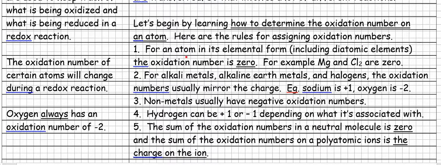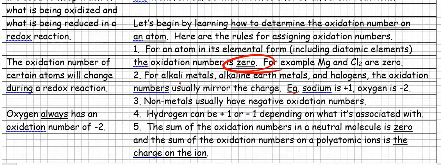First, for an atom in its elemental form, including diatomic elements, the oxidation number is 0. So if you see in a chemical reaction, for example, magnesium or chlorine gas, remember chlorine is diatomic, it's one of the Brinkelhoff elements, the oxidation number is 0. All right?